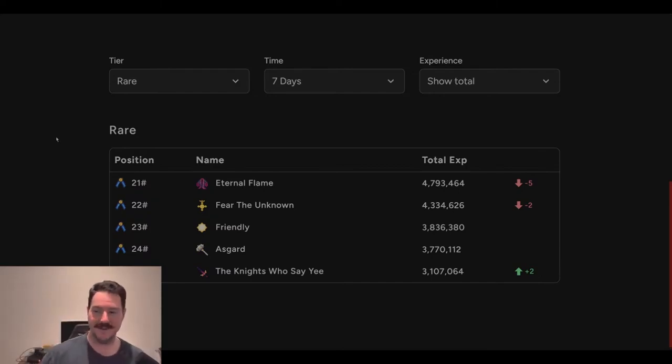Jason, what are you doing? How did you get this low? Holy shit, 3.7 mil in the second week. Friendly going into hibernation. Yeah, that's just an excuse. And then the Knights Who Say Ye of all guilds popping back into Celestial tier with 2 positions forward at 3.1 mil earned. Oh my god. Ye, what are you doing? You should hibernate. Just take a break, man.